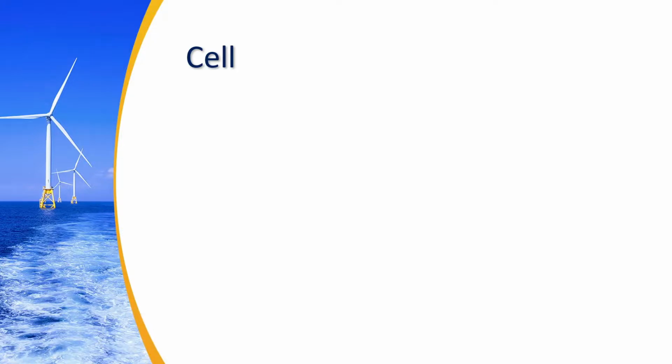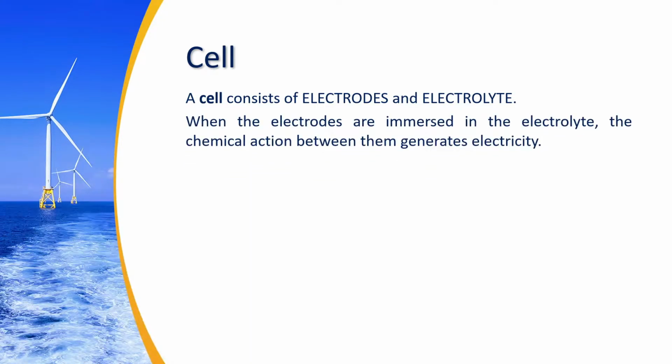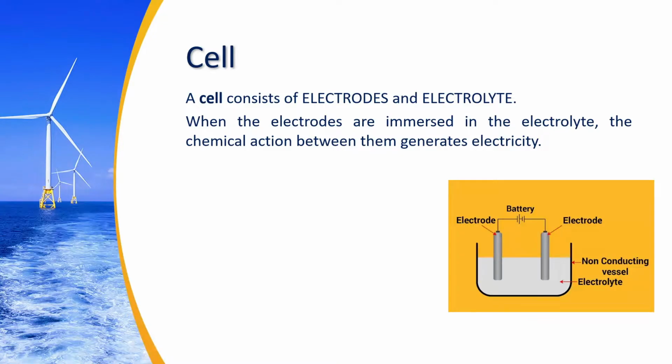Okay, so let's talk about the cell. So a cell consists of electrodes and electrolyte. When the electrodes are immersed into electrolyte, o binabad natin, the chemical action between them generates electricity. So parang ganito. Nilagay natin yung dalawang electrode natin sa electrolyte natin. So meron tayong chemical na nagti-trigger dyan, okay? Na kung saan, magkakaroon tayo ng electricity.